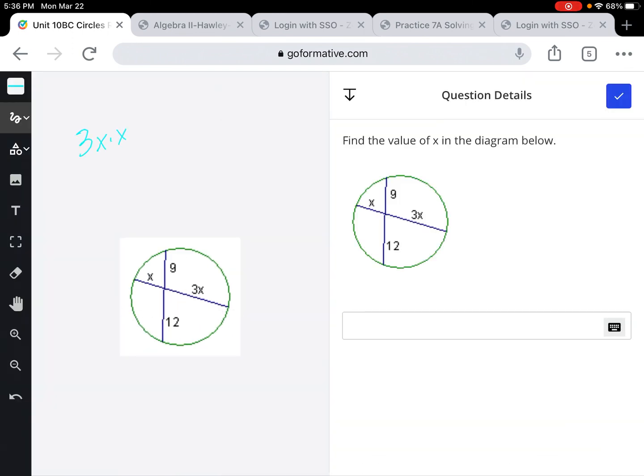This one is 3x times x equals 9 times 12. 3x squared is equal to 108. Divided by 3, x squared is equal to 36. Take the square root. X is equal to 6.